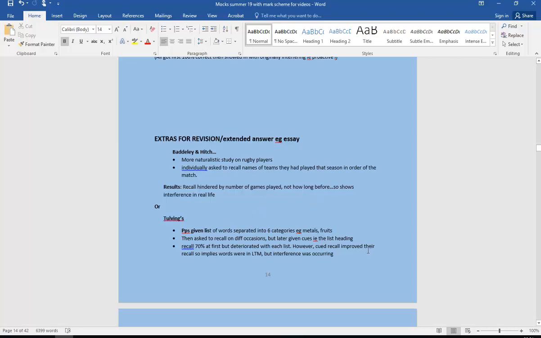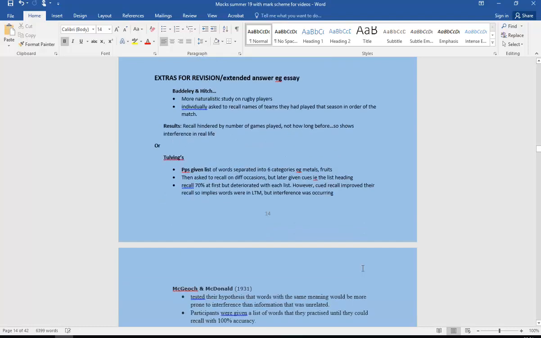Or you could use Tulving. Participants were given lists of words separated into 6 categories, like metals, fruits, etc. They were asked to recall on different occasions, but later they were given cues like the list heading. Recall was 70% at first, but then it deteriorated with each list. But cued recall, being given a list heading, improved their recall. So it implies that words were in the long-term memory, but interference was occurring.